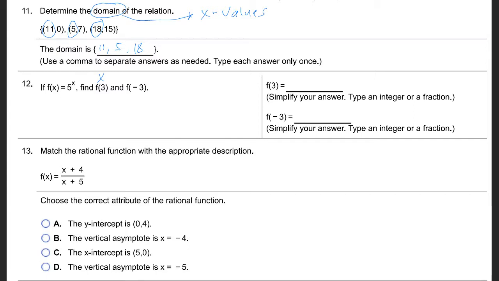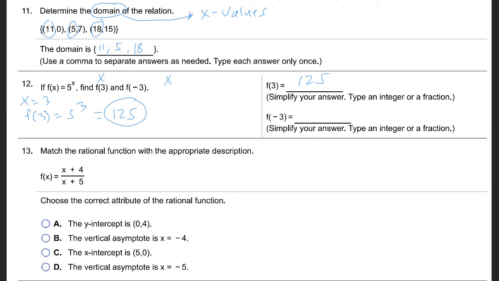So having f of x equals 5 raised to the power of x, and the value for x is 3, then therefore we can say f of 3 equals 5 raised to the power of 3. That would be 5 times 5, that's 25, times 5. It gives you 125. So that would be the answer for f of 3, 125 here.